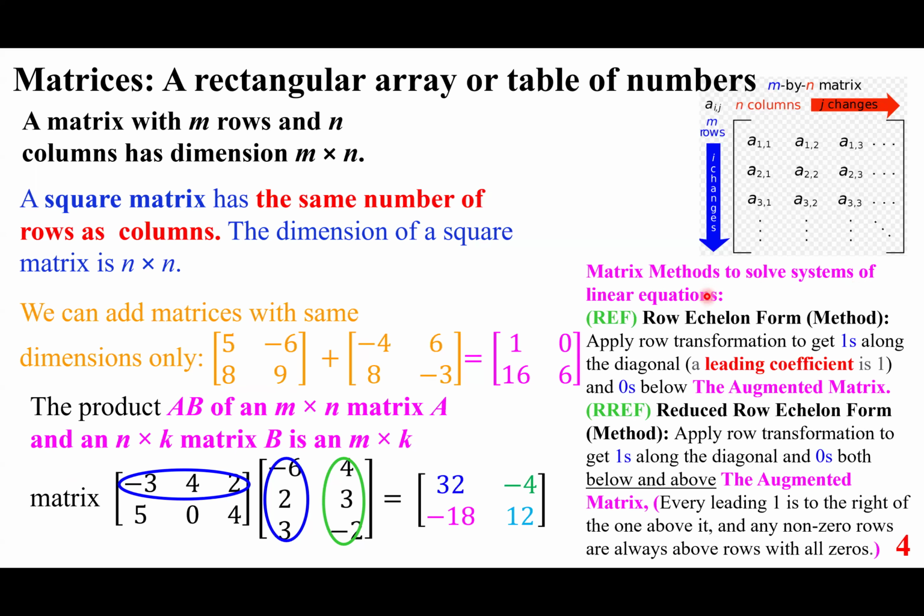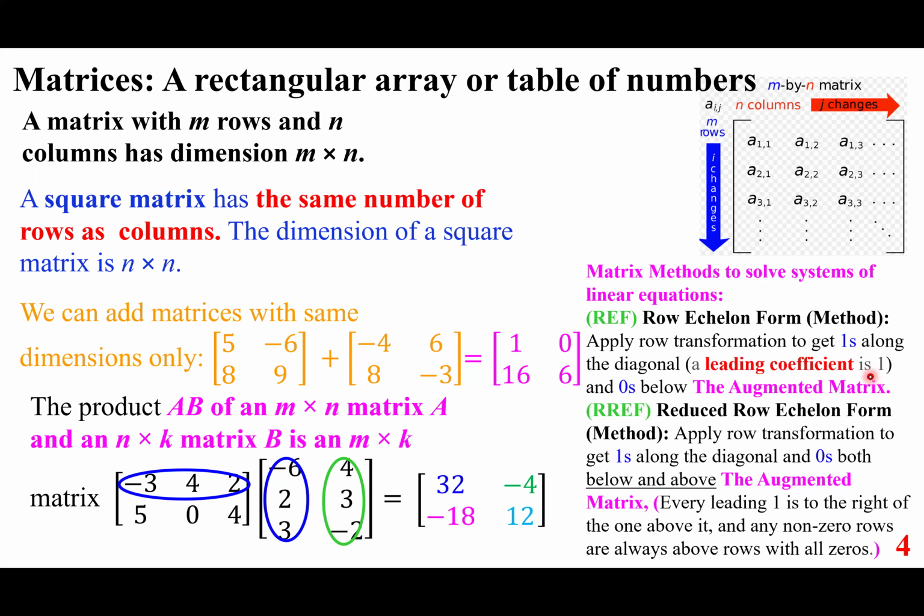Matrix methods to solve systems of linear equations. REF, row echelon form, short REF. Apply row transformation to get ones along the diagonal. A leading coefficient is 1 and 0 is below. So you get 1 here and everything underneath must be 0. The diagonal, this one 1, everything underneath is 0. 1, everything underneath is 0, not above, okay?